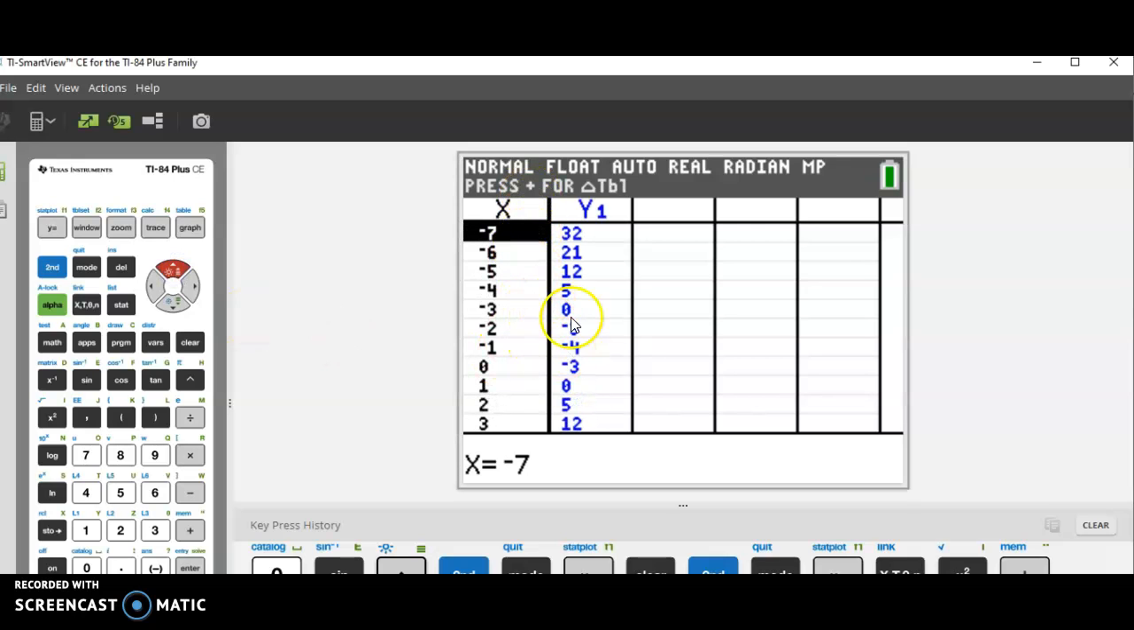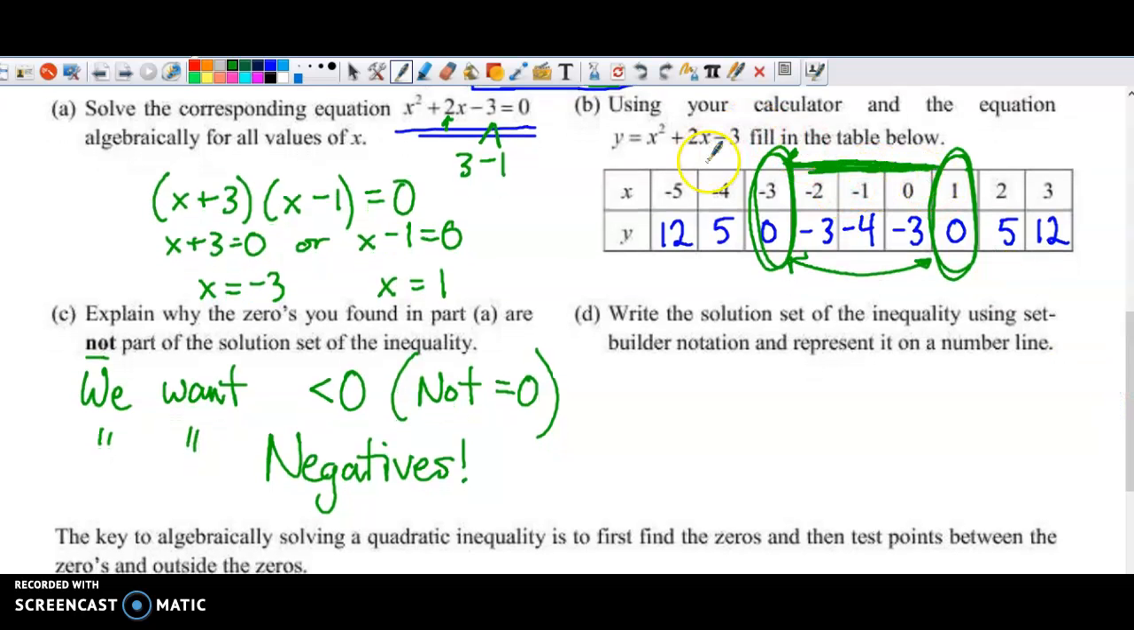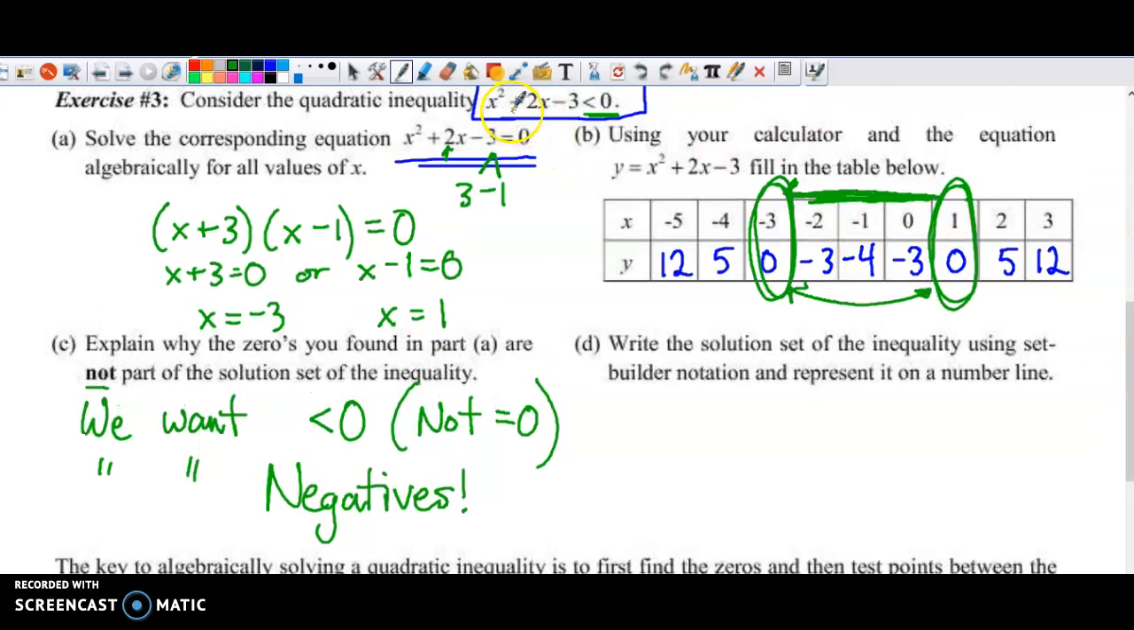If I scrolled up, the only answers we want were these 3 negatives as well as all other decimals in between. Because that's the question, well, what if we let x equal 1/2? Is that still going to work? Is x equals -1.5 going to work? Is x equal -2.5 going to work?